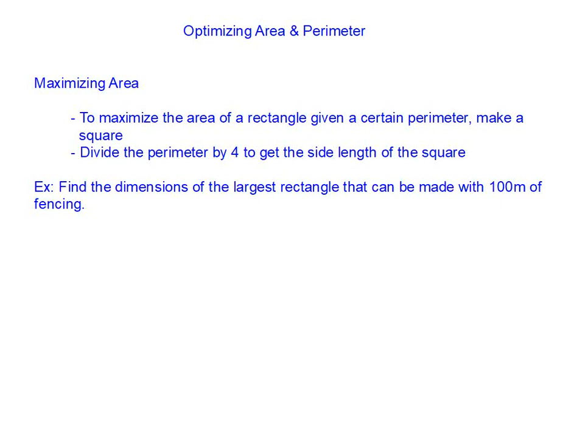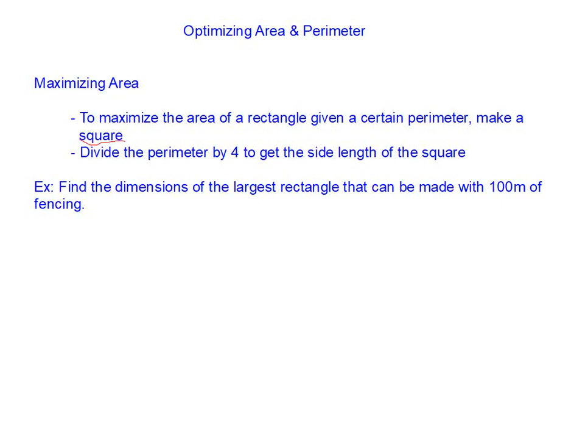This video is a summary of the work that you did with optimizing area and perimeter. So we'll start with maximizing the area. If we want to make a rectangle that has the biggest possible area given a certain perimeter, hopefully you remember that what you had to do here was to make a square. So if you want it as big as possible, make it a square.